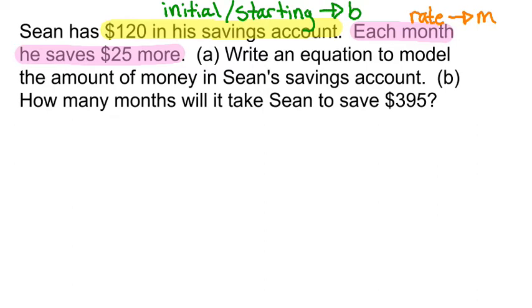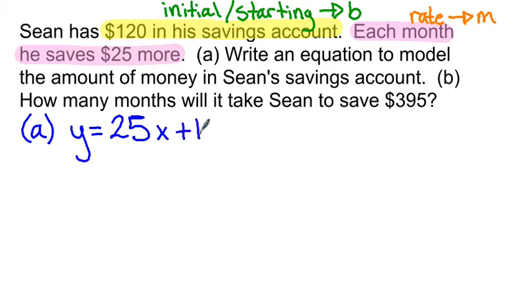So when I write this equation in the y equals mx plus b form, y equals slope, $25, times x, plus the starting value of 120. Let's break this down. It says my y-intercept is 120, or I start at 120. For every x, which is going to be our months, I add $25 more.